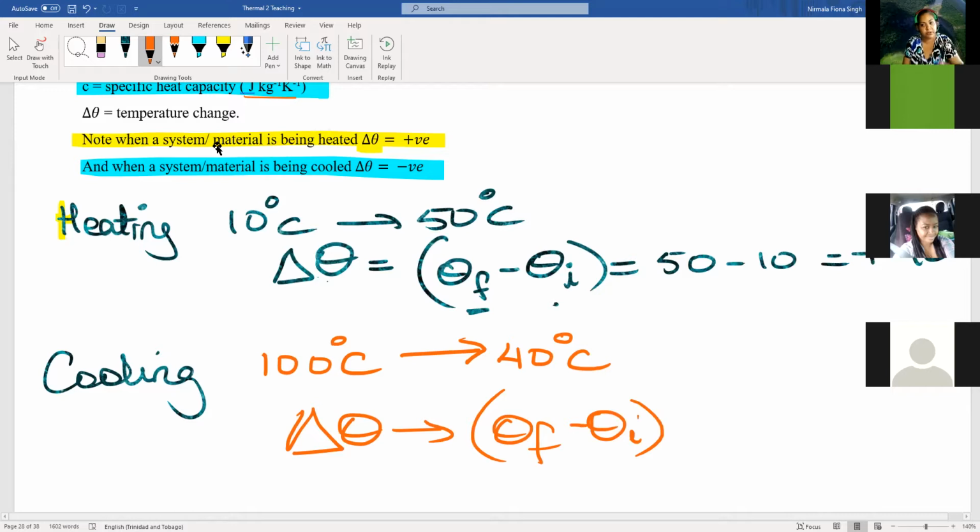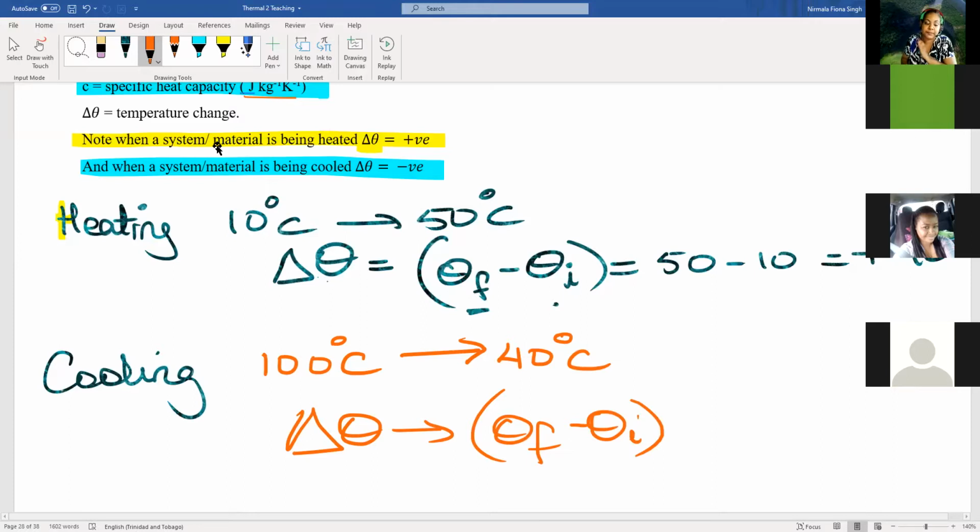Everybody, do not make that assumption. You are shooting yourself in the foot if you make the assumption, oh yeah, it's always a big number minus a small number. Please, pretty please don't do that. Read your question properly. Delta theta is your final temperature, which is your last temperature, minus your initial temperature.